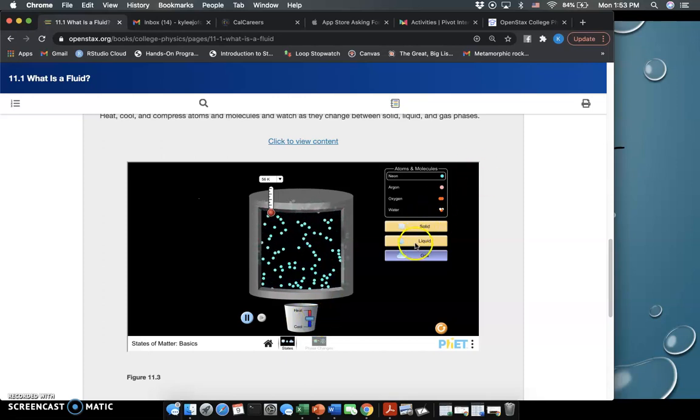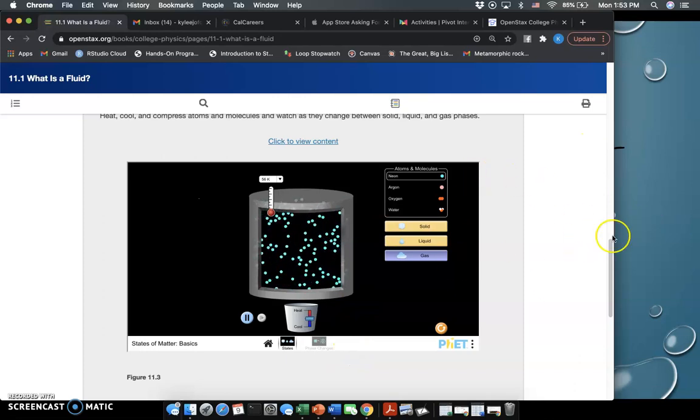And we can notice the difference with the molecules. Later on, we'll look at it in a bit more detail, but for now, just looking at the different states of the molecules. So again, we have solids, they're vibrating. Liquid, they're kind of wiggling around, more motion, right? And then gas, they are all over the container, okay?